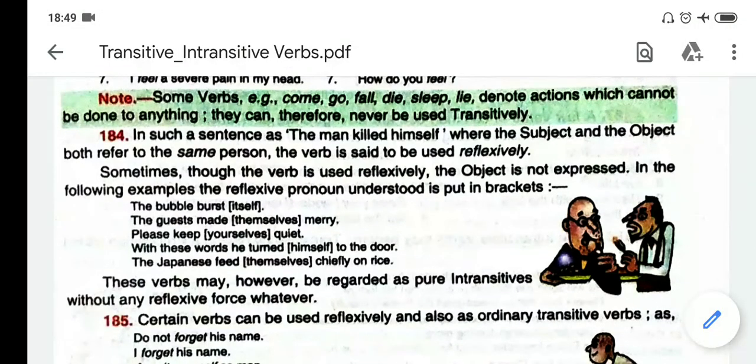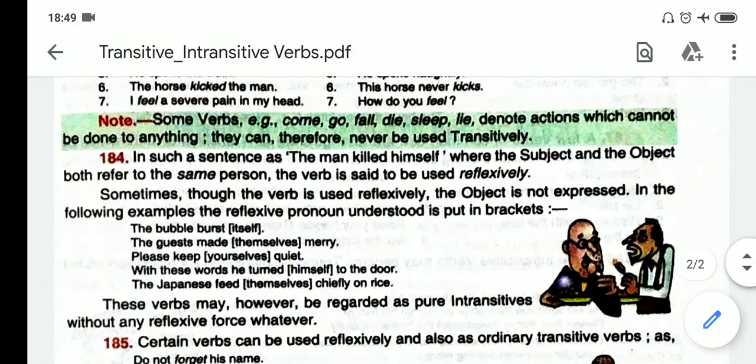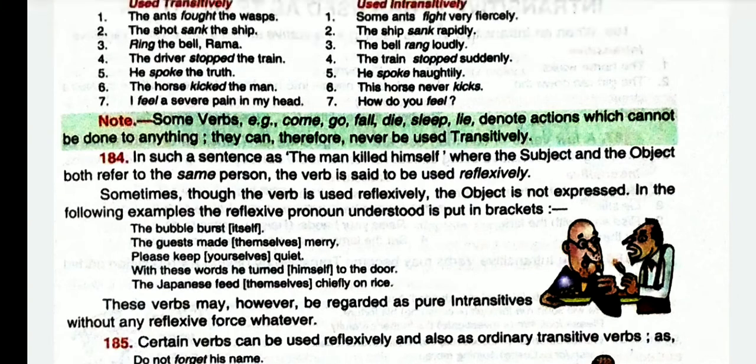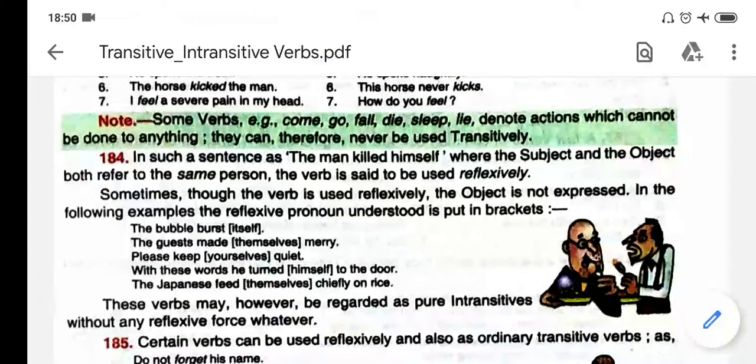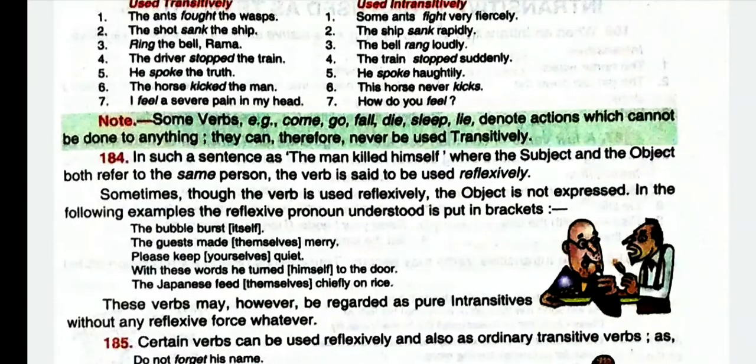In such a sentence as the man killed himself. Now this is another type of verb here. The man killed himself. Man is the subject, killed is the verb, himself.